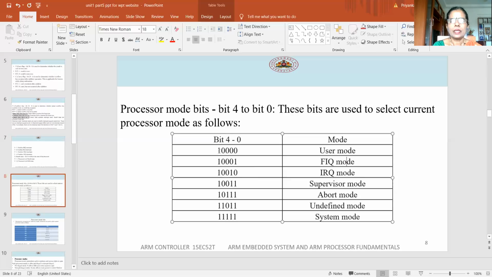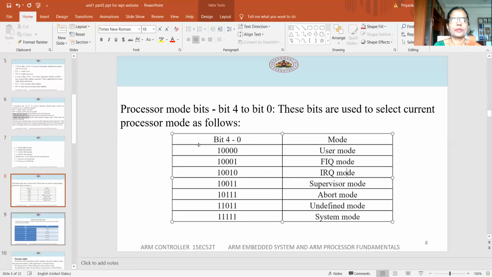So leave the last bit and consider only the 4 bits. The values are 0, 1, 2, 3. After 3 comes 7. After 7 comes 11. After 11 comes F, 1 1 1 1, F. In this pattern, you can remember the bit values. So try to write this diagram. It is very helpful for your examination.